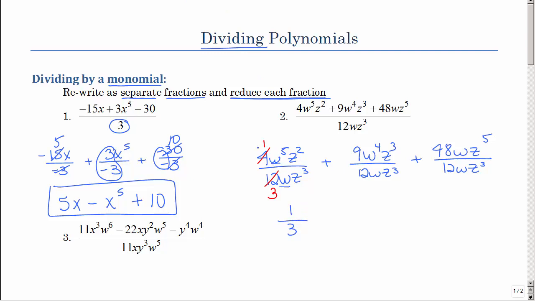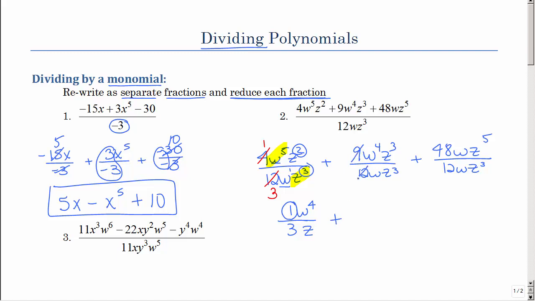Now look at the w's. We have more w's on top, so we're going to keep the w on top and subtract the exponents. Remember that rule? 5 minus 1 is 4. Then look at the z's. More z's on the bottom, so we keep that on the bottom and subtract 3 minus 2, which is 1. So you could write the 1 or not. Same thing for that. You could write that 1 or not.